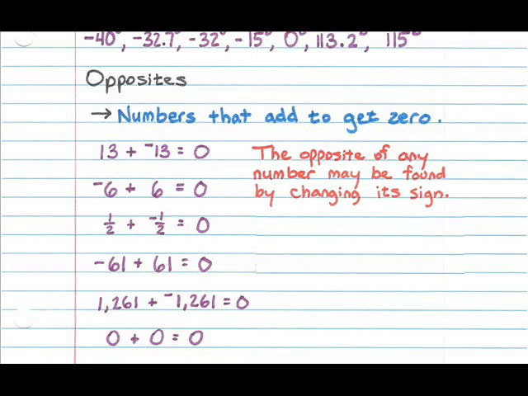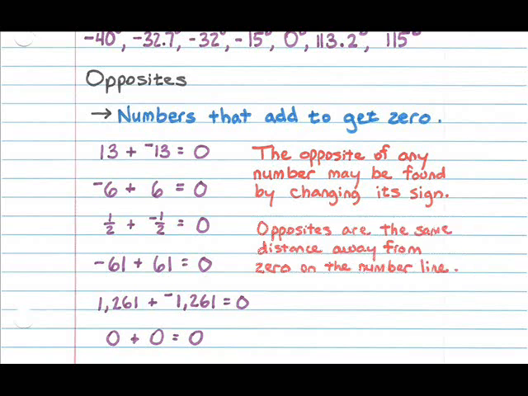Second thing we've learned, opposites are the same distance away from 0 on the number line. Last thing that we learned, if you look at our last example where we have 0 plus 0 equaling 0, 0 is its own opposite. It's the only number where it's the opposite of itself because it has no positive or negative sign in front of it. It's like a neutral number.